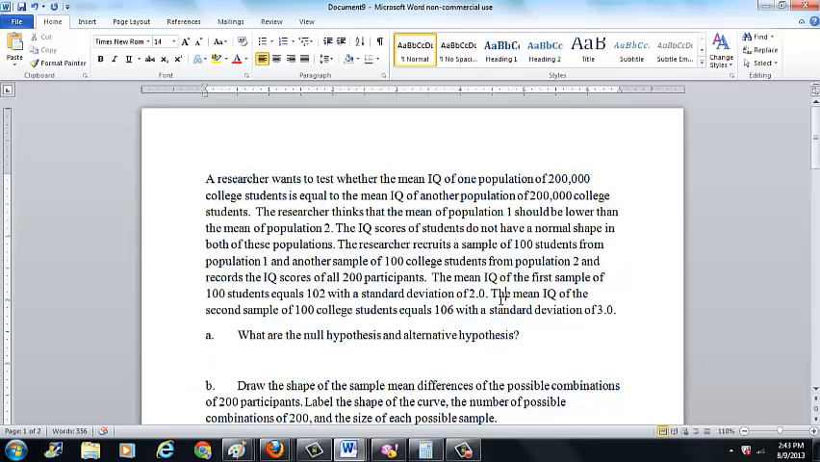What does this say? This is another version of the question. This time it says the IQ scores do not have a normal shape. But it also says that the researcher recruits a sample of 100 students from each population. So the sizes of the two samples are 30 or larger, which means it actually doesn't matter that the IQ scores in the two populations aren't normal, because our sample sizes are at least 30.